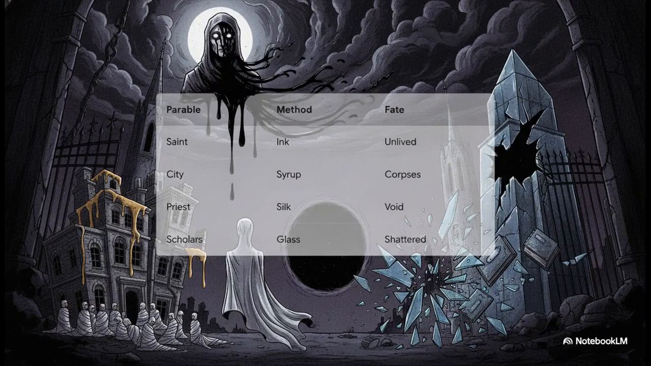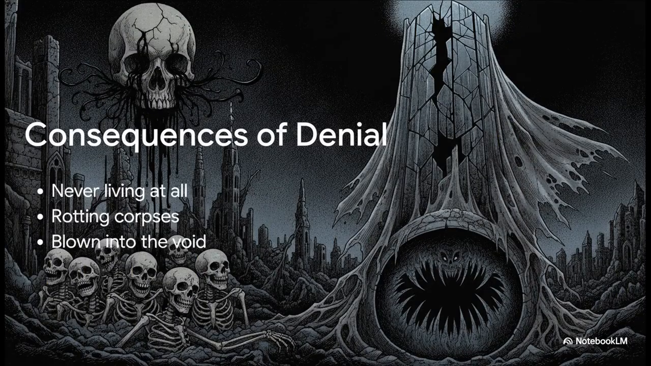The source text actually gives us 4 distinct parables of pale redemption, diagnosing exactly how these methods of denial end in absolute tragedy. We get the ink-smeared saint, the singing metropolis, the weightless shroud, and the glass fortress. Each one takes a different method of denial, from black ink to sugar-coated syrup, and tracks it all the way to its horrifying conclusion. And the horrific irony here is how each attempt to purge the human condition ends up violently consuming the subject. The ink-smeared saint dies having never truly lived.